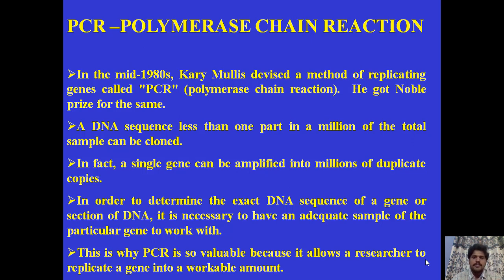Just like a Xerox machine, where we make 100 copies, similarly this kind of machine can make copies of DNA or the sequence of genes. In order to determine the exact DNA sequence of a gene or a section of DNA, it is necessary to have an adequate sample of a particular gene to work with. This is why PCR is such a valuable resource, because it allows a researcher to replicate a gene into a workable amount.